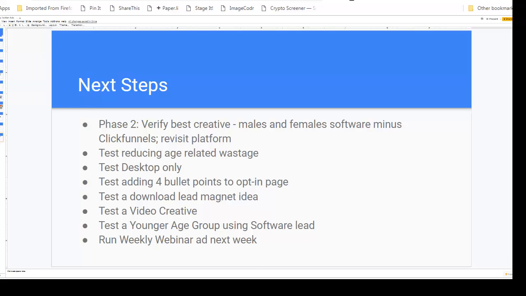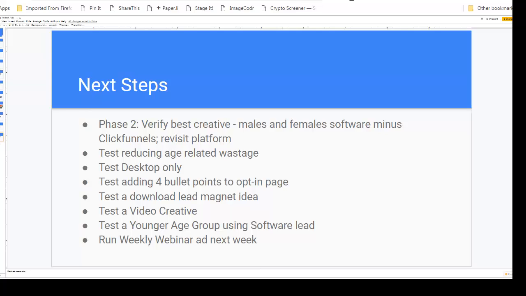Test a video creative. I certainly notice that people are keen on video. I'm less keen on video because I find it's too slow. But I have an idea for testing a video creative about Joe Fretful. And it'll be a doodle type video.